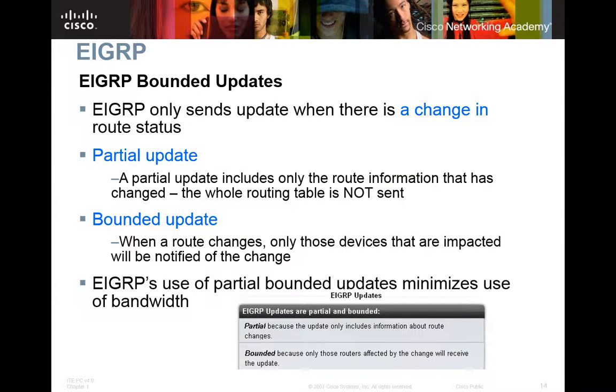EIGRP bounded updates. We'll only send if you have something that's changed. If a route has changed, that's the only time it sends it out. It can send out a partial update where it gives you partial information that was updated, or it gives you a bounded update where it sends everything to those that would be impacted by that route.